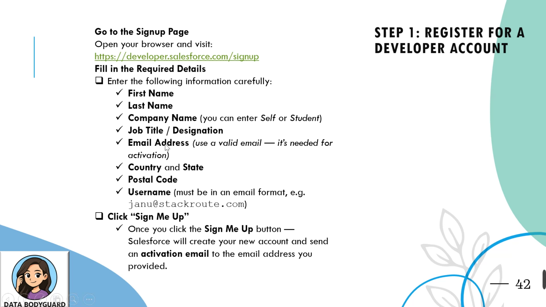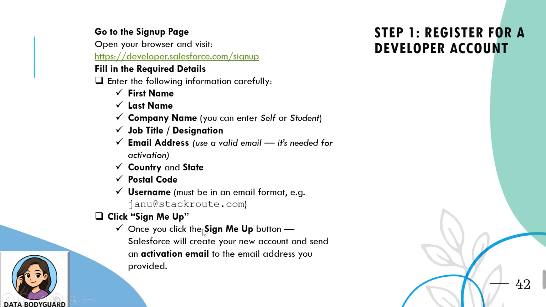Email address, when it comes to the email address, you have to give a valid email address. Why? Because once you create this account, you will receive an email for activation purposes. At that time we should have a valid email, right? So that is required. And we have to fill in the country, state, postal code, zip code, and the username must be in email format only. Like I have given my own, like that we can give. And we have to click on sign me up.